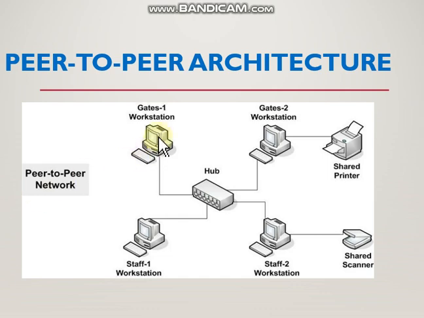So if this device has a resource, a device somewhere here or here can make a request, and this device has to make it accessible to the devices on the network. So any of the devices on the peer-to-peer network can make a request for a resource and can provide a resource.